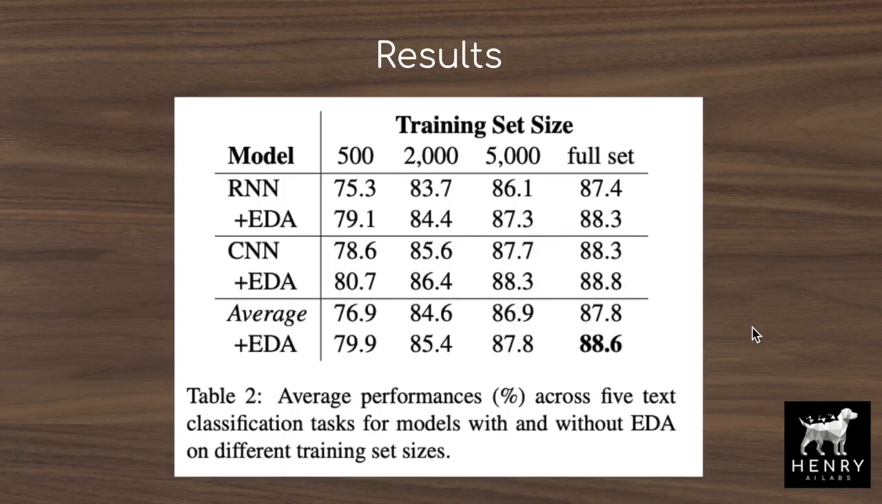Before taking a closer look at the details of these augmentations and the ablations performed in this paper, this table shows the results of applying easy data augmentation. We see huge gains in the limited labeled setting, where you only have 500 labeled examples, but the gains do start to saturate out as you use the full labeled training dataset. But you still see gains at the size of 2,000 and 5,000 labeled examples for text classification using LSTMs and CNNs.